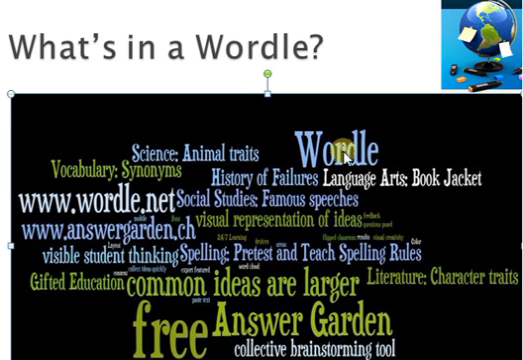Here's an example of a Wordle. Here's Wordle and Answer Garden, two types of word clouds. Wordle can be found at wordle.net, and Answer Garden, a more collective word tool, can be found at answergarden.ch. I've created a simple way that you can follow different types of Wordles that we're going to be looking at today. We've represented a variety of different subject areas, and you'll notice that common ideas in Wordles are larger.